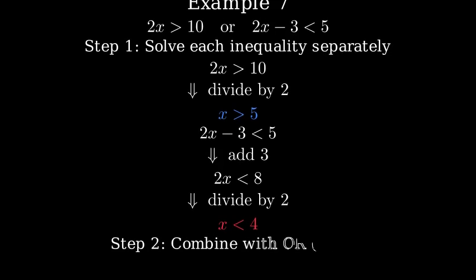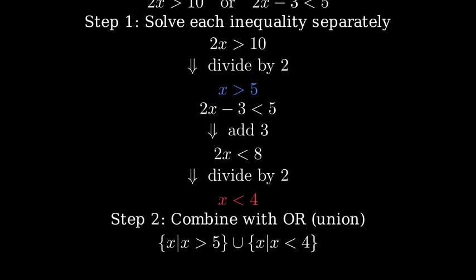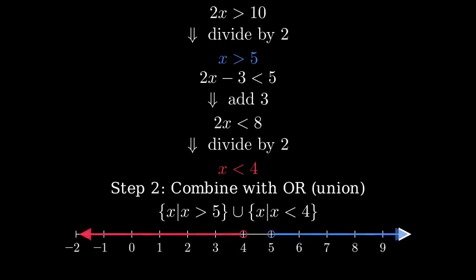Since we're dealing with an or compound inequality, we take the union of our two solution sets. The union includes all values of x that satisfy either x greater than 5 or x less than 4. Let's visualize this on a number line. For x greater than 5, we have an open circle at 5 with an arrow extending to the right. For x less than 4, we have an open circle at 4 with an arrow extending to the left.